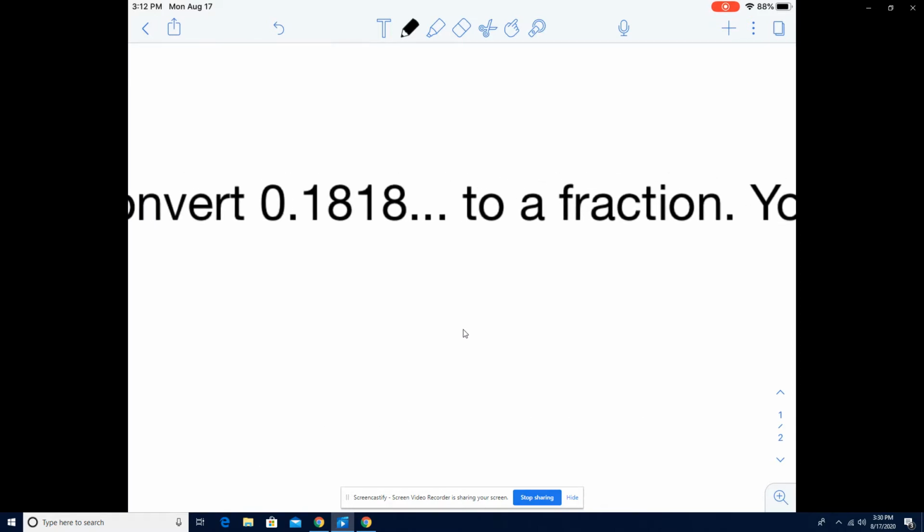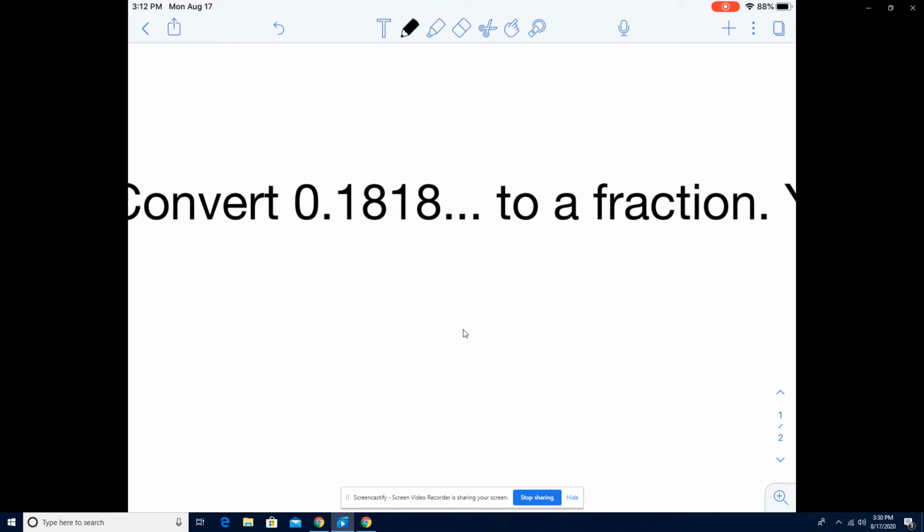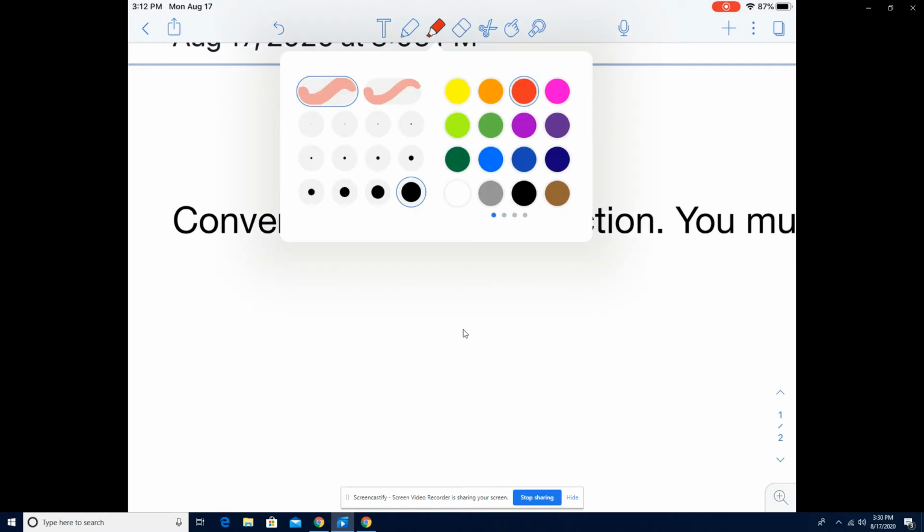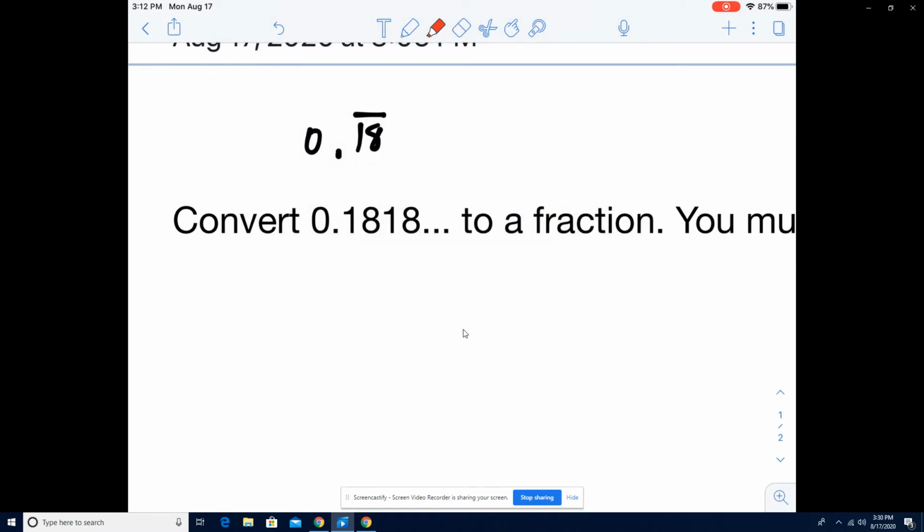Well, first of all, note that you might also see this written as 0.18 with this little line above it. That's the first thing I want to mention. So doing repeating decimals, the first thing that you're going to do is identify which numbers repeat. And so what I noticed in this is that the 0.18 repeats, or the 18 repeats.